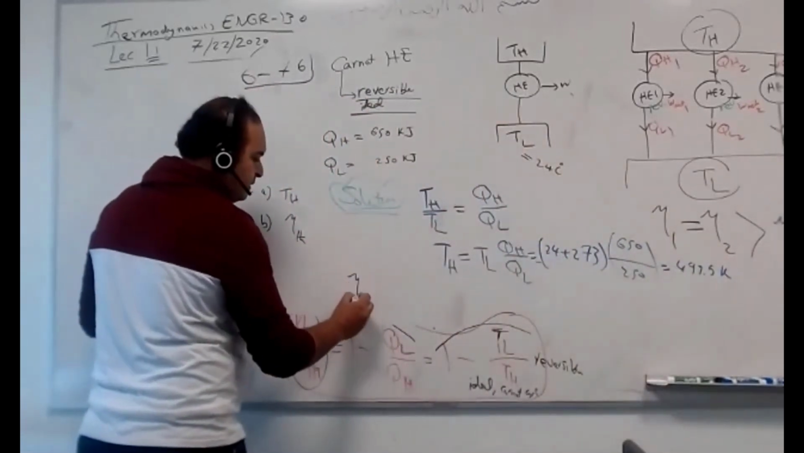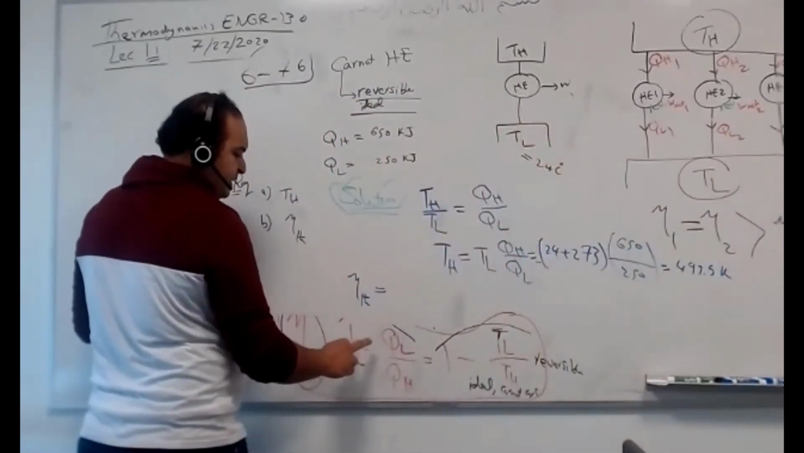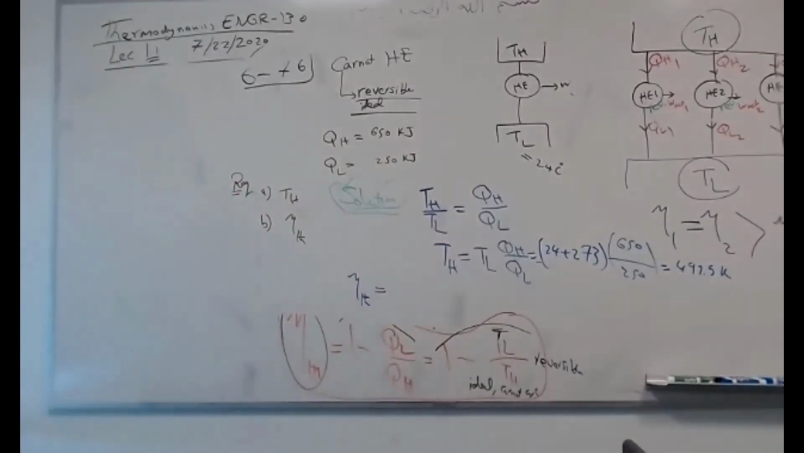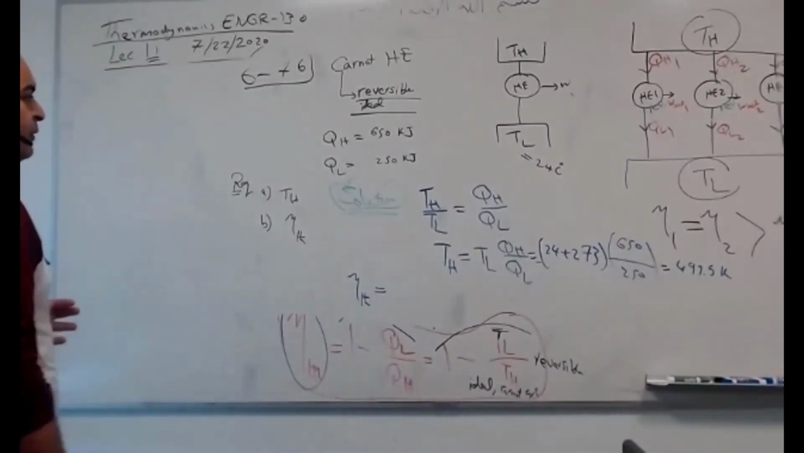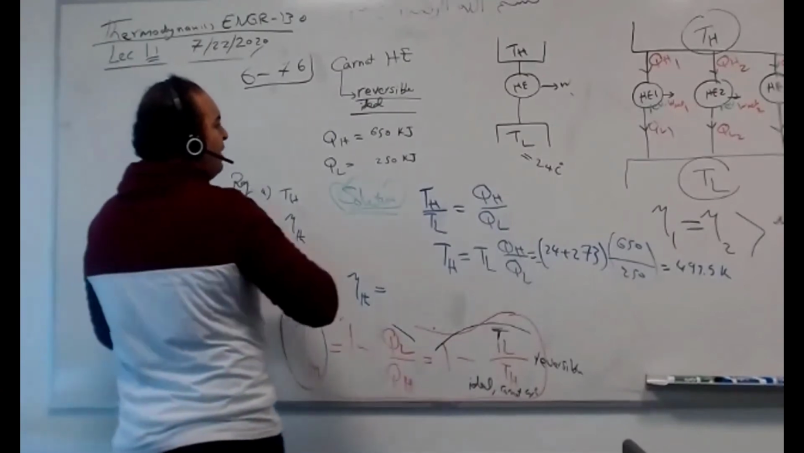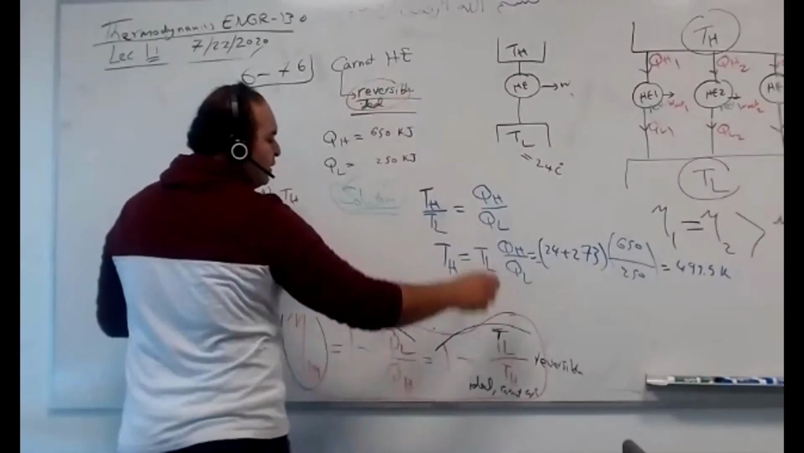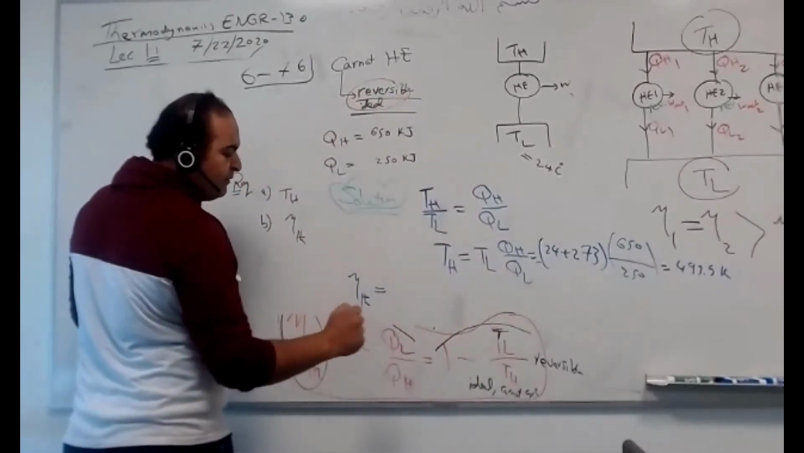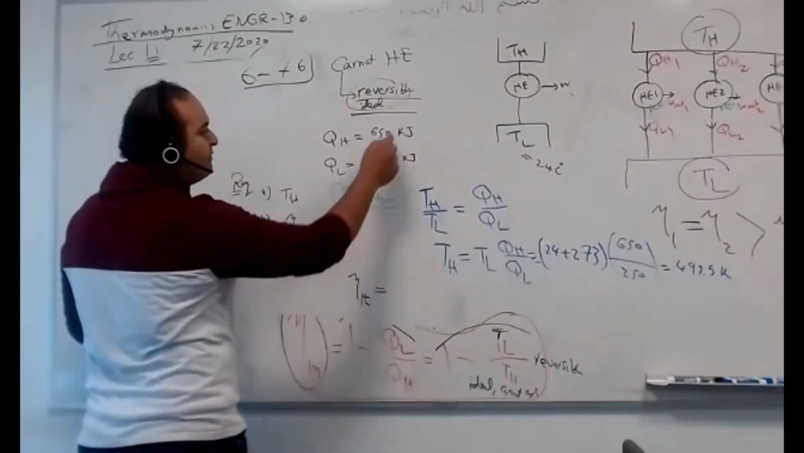How about eta thermal, guys? The second one, eta thermal. Which one, this or this? First one. Why? Because we already have Q high and Q low. Exactly. That's a very clever way. Both are correct, since this problem is reversible. This formula is only correct in reversible, while this formula is always correct. But now I prefer this one because Q high and Q low are given.